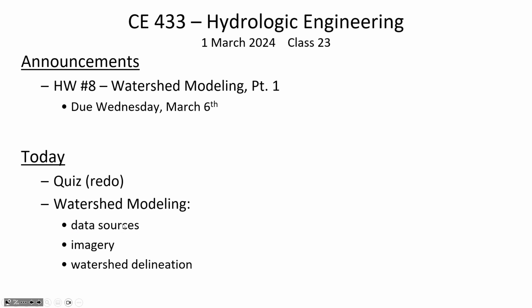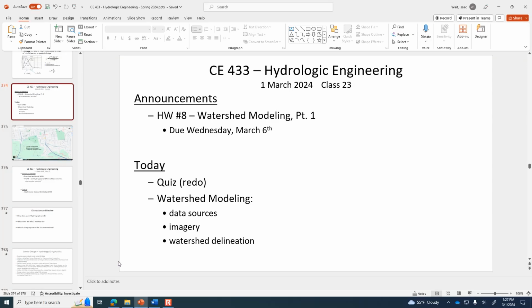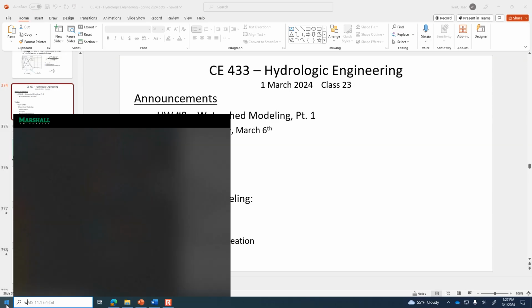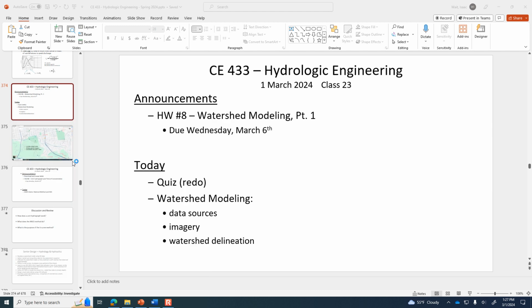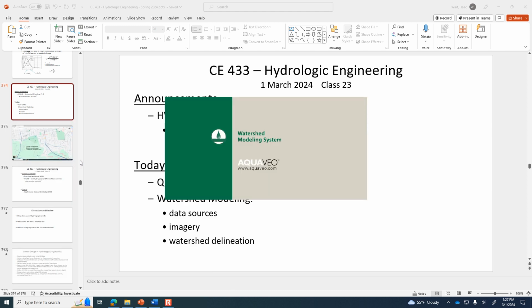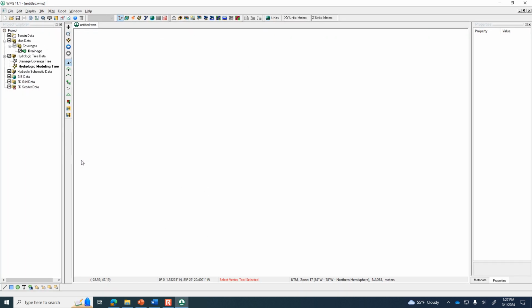So today we're going to go over how you get data, how you get aerial photos and other images loaded in the background, and then how to delineate a watershed. So start WMS, and we did a brief tour of the program last time where we left off was the step of defining the coordinate system that you were using and then also setting the project area. So let's start from scratch but do those same steps.